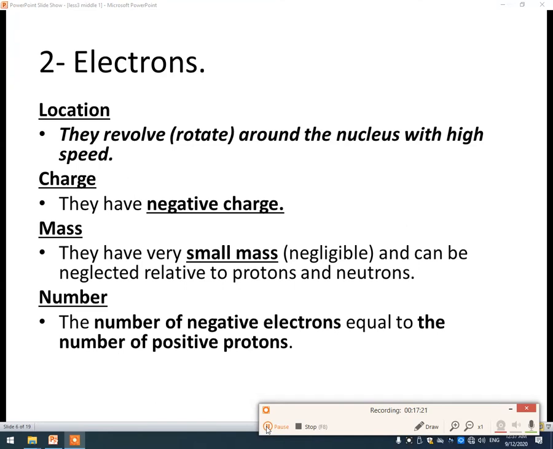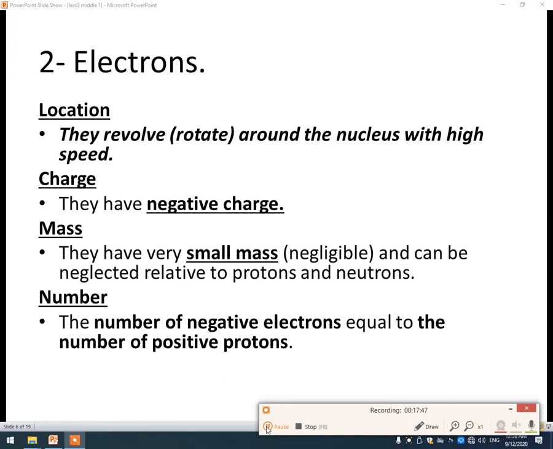So if I ask you a complete question, the protons are dots charged, it will be positively charged. The neutrons are dots charged. No, they are not positively or negatively charged, so they will be neutral or uncharged. The electrons are dots charged: negatively.